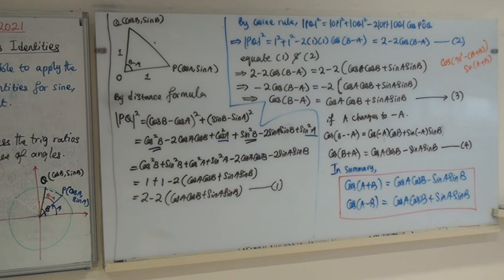So say, consider two points P, cos A, sine A, and Q, cos B, sine B, on the circumference of a unit circle.